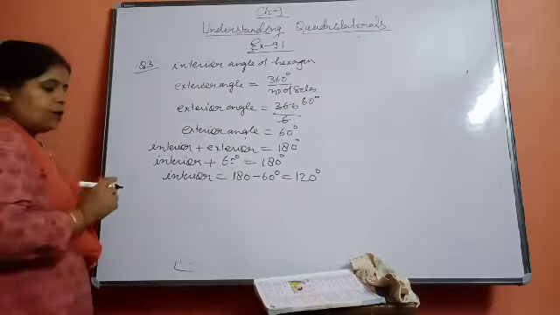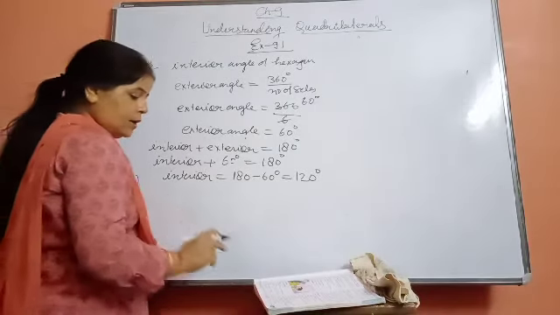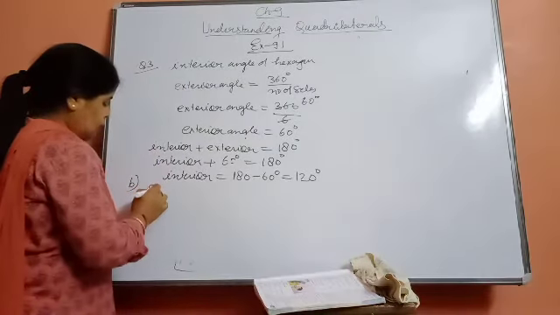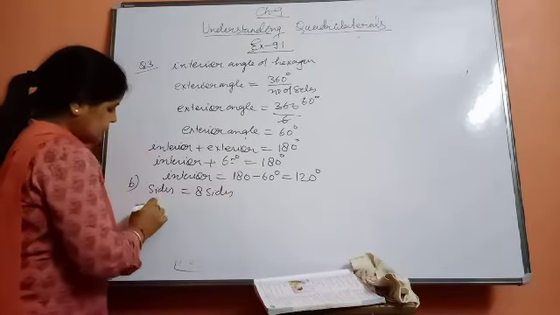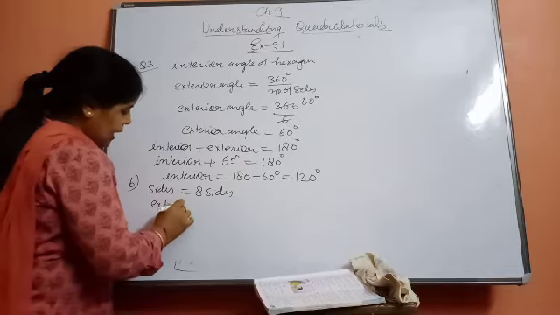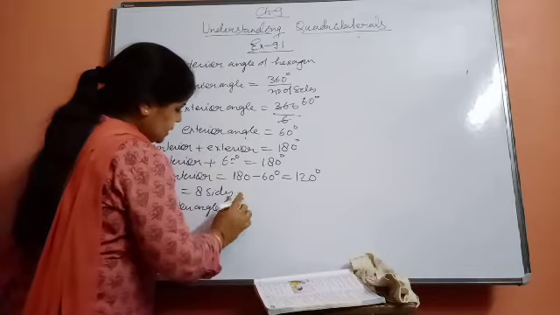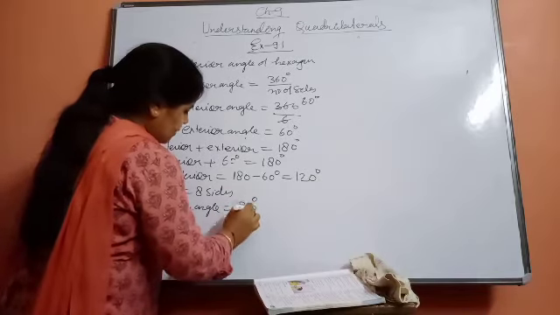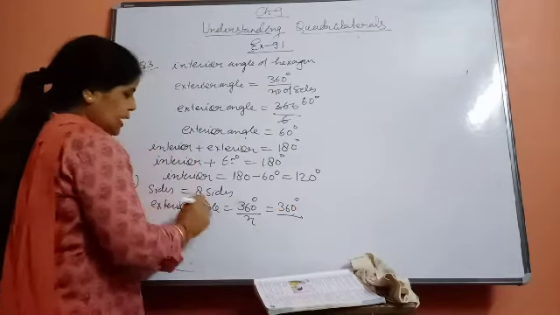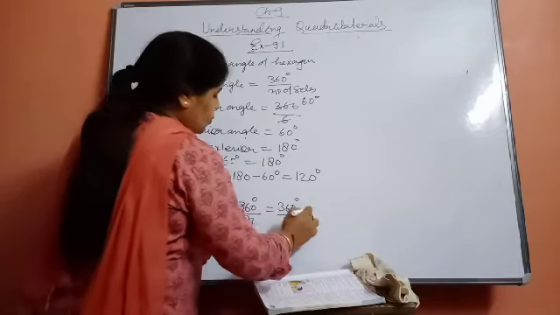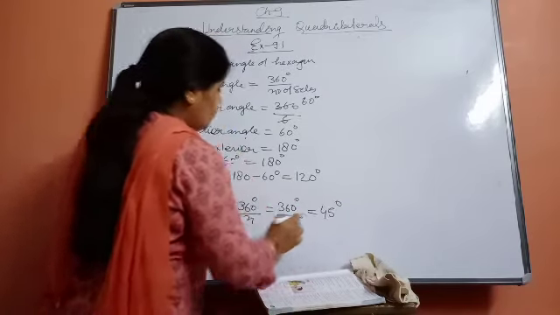Okay, one more part of this question I am going to do, that is the B part, a polygon of 8 sides. How many sides have we been given this time? 8 sides. Now see, again find the exterior angle. Exterior angle is equal to 360 divided by the number of sides. So 360 divided by how many sides have we been given? 8. Okay. So 8 fours are 32, 8 fives are 40. 45 degrees is coming.